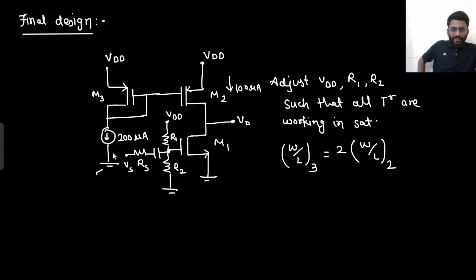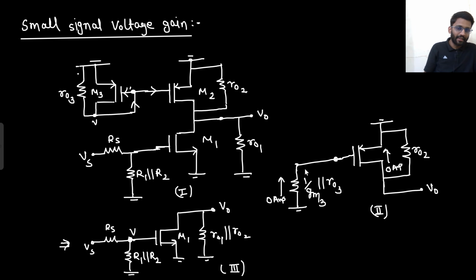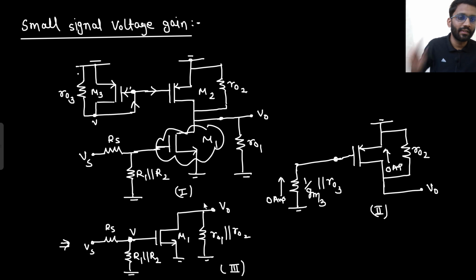The output impedance of this side will not matter. Why? Because whatever the impedance we are having here, that will be going towards 0 only. So only the impedance of this side is mattering. That's it. So the side which is connected to the M1 MOSFET, only the impedance of that side is mattering.